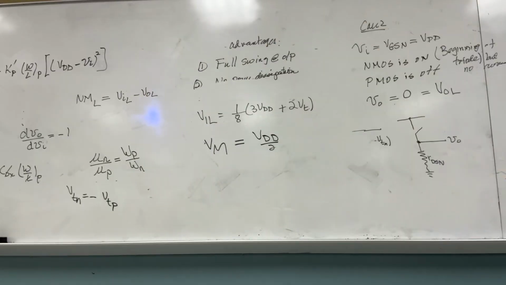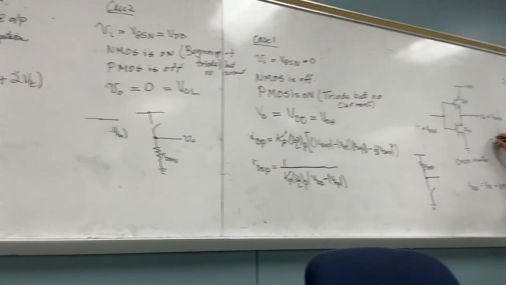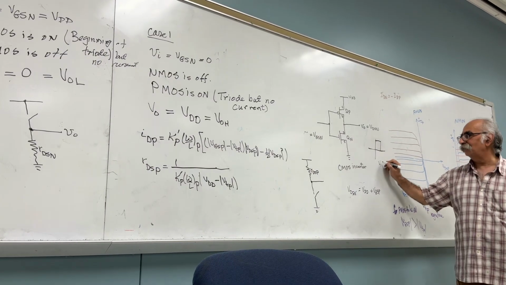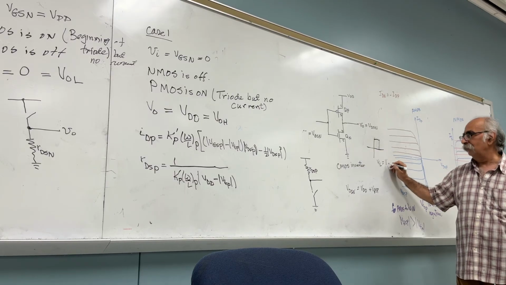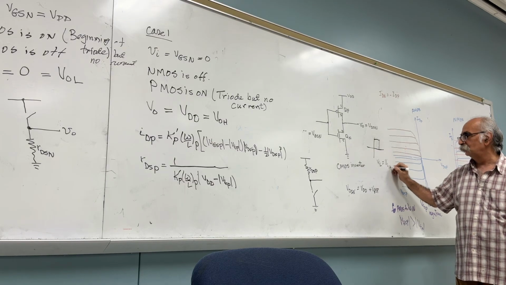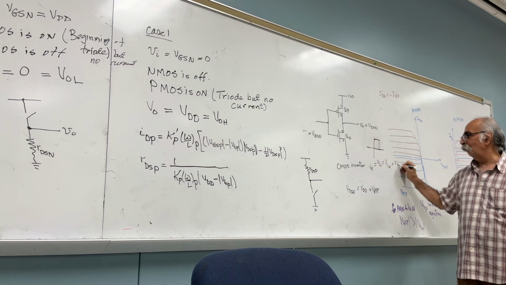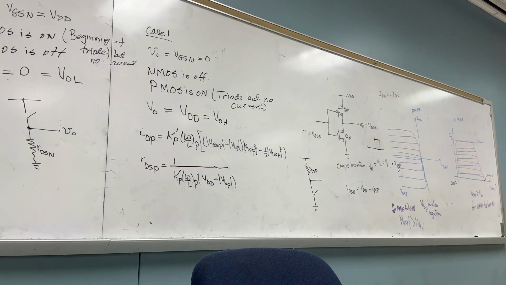Now, let's see if you still remember. Do you still remember the ideal inverter? How did it look like? And what was VIL? VIL was equal to what? The other one, VIH, which is equal to what? VM, which is equal to what? VDD over 2.